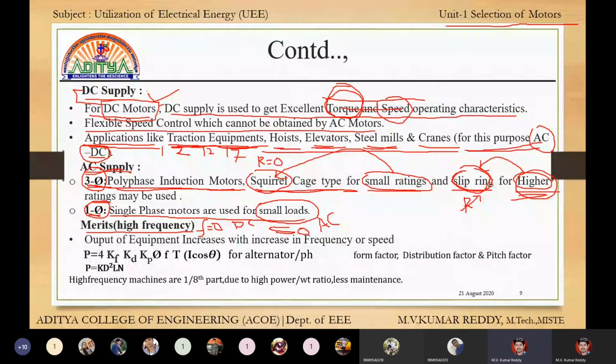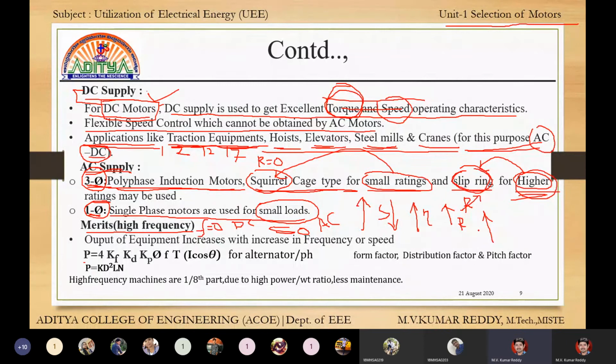Here, high frequency also plays an important role. That is, if frequency is high, then the size of the motor will decrease, efficiency increases, regulation increases, and it will be low maintenance.